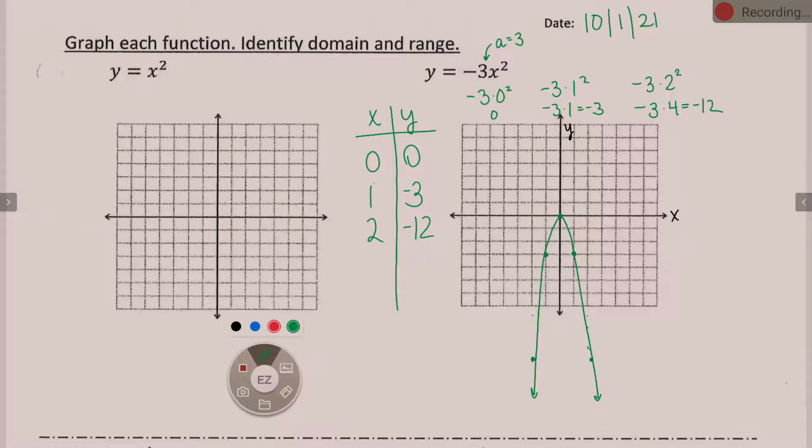Okay? And then what made it be upside down? The negative. Okay? That made it be, actually I shouldn't say upside down. I should say open down. How's that? Downward.